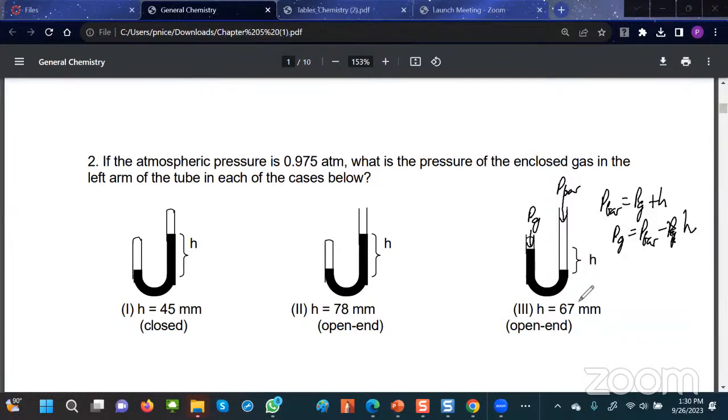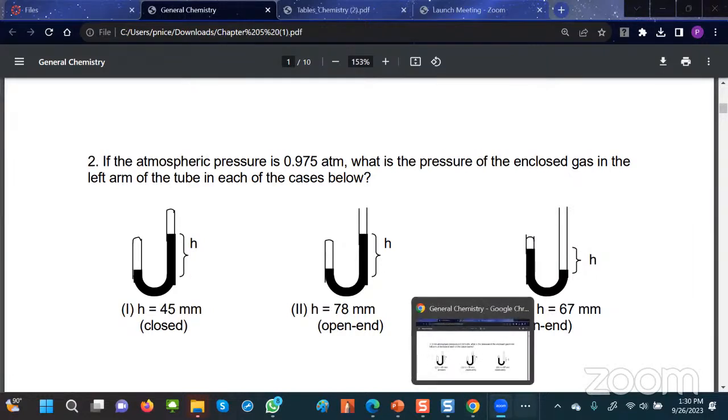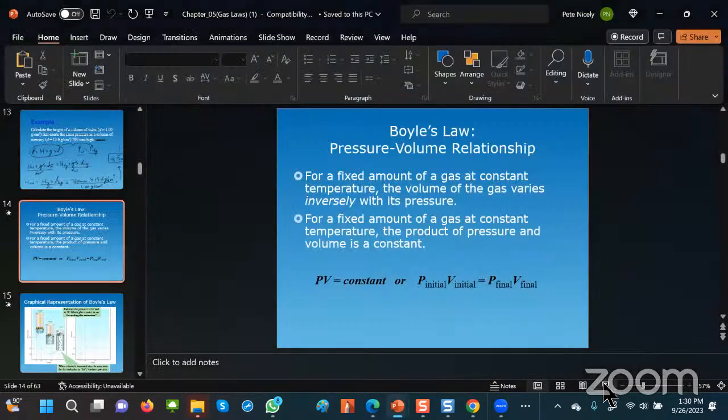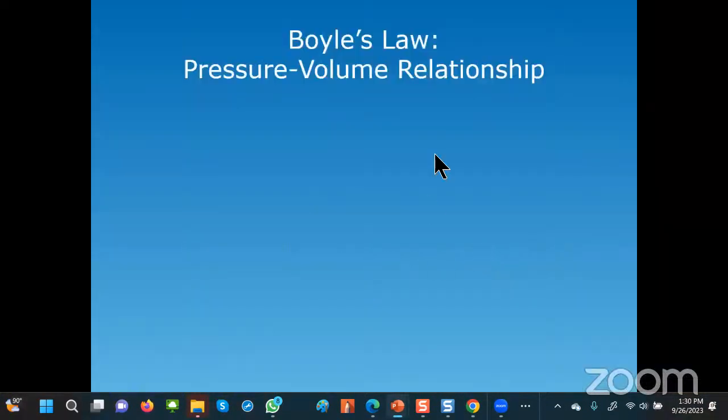Okay, so let me move on now. Continue our discussion in this chapter. And we're going to talk about a series of laws. Again, this will be a bit of a review, so I'm going through these rather quickly. We're going to talk about the different laws which govern the behavior of gases, the first of which is Boyle's law.